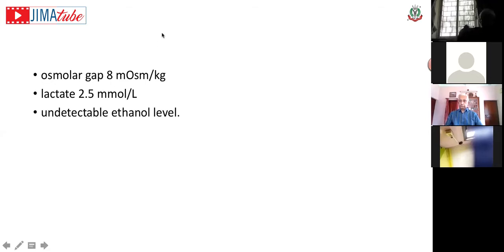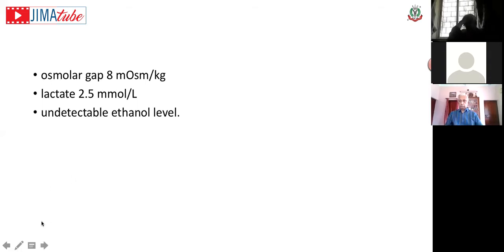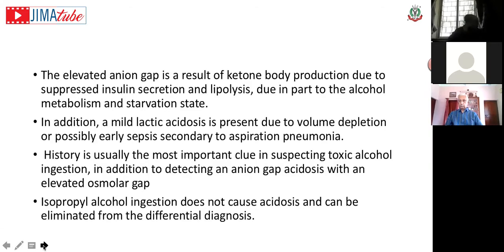You see, the end product of metabolism of methanol is formic acid. For ethylene glycol it is oxalic acid. So these are all acids, whereas isopropyl alcohol is converted into acetone, which is released by the lungs. So isopropyl alcohol does not cause acidosis. So if you are given a metabolic acidosis with an osmolar gap and all, never write isopropyl alcohol. It does not cause metabolic acidosis.